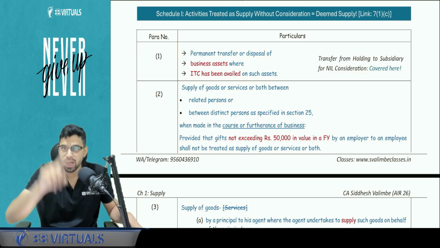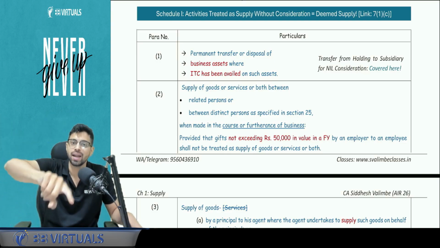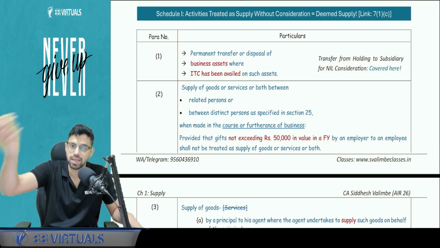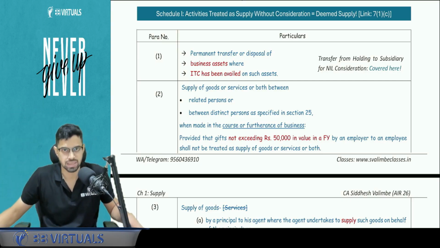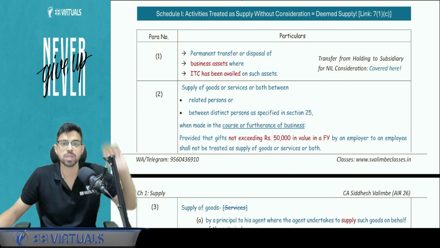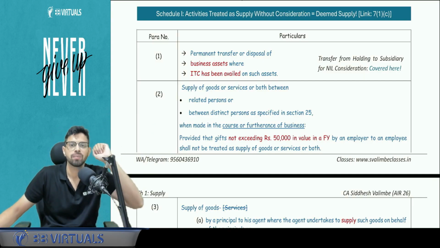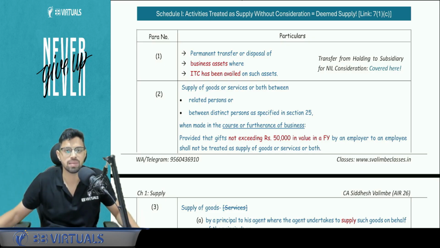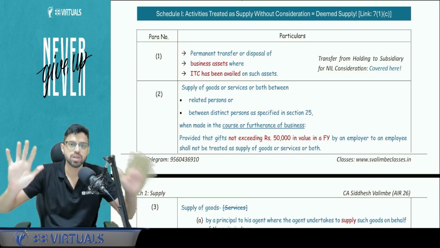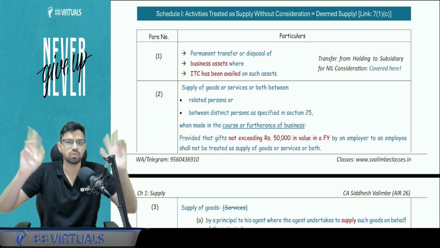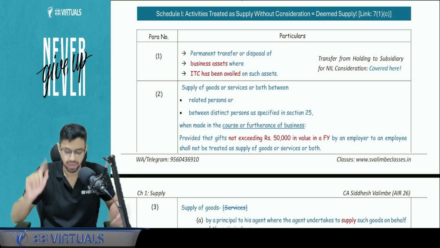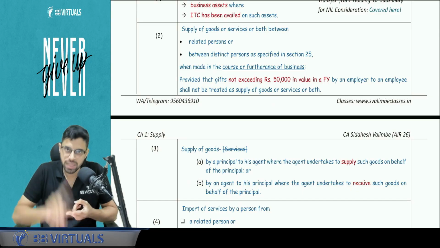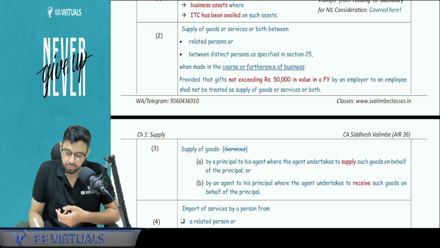So ITC was availed. Government gave you ITC so that you can use that ITC to set off against your output tax liability. And you use that machinery, that capital asset or whatever business asset in the business. But what are you doing? You are permanently disposing it off without charging consideration. So that's a loss of ITC to the government. Yes. So this will be considered as a deemed supply. And this can happen between holding subsidiary also. I don't care what is the relation of the parties between which transfer happens. Next, supply of goods services happening between related persons or distinct persons in the course or nature of business.